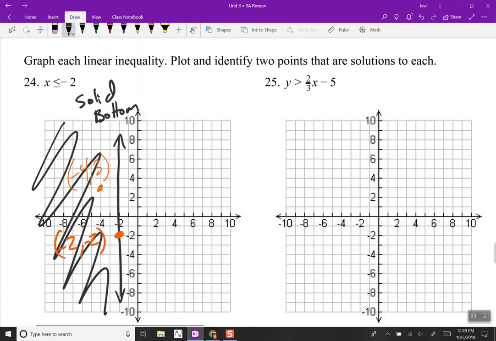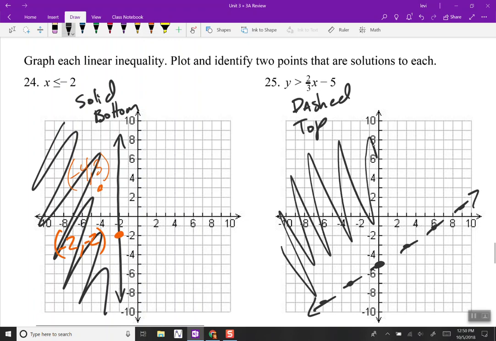Our next one, y-intercept is negative 5. Before I get ahead of myself, dashed line, because we don't have the equal sign, and we're eating the y, so we're going to shade on top. So up 2 over 3, up 2 over 3, down 2, left 3, dashed line.